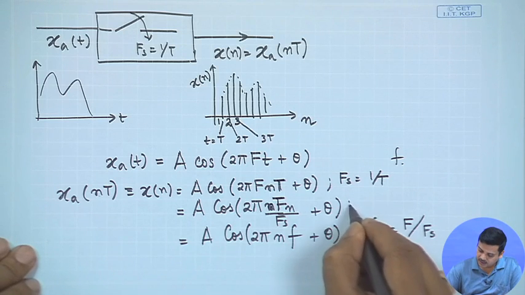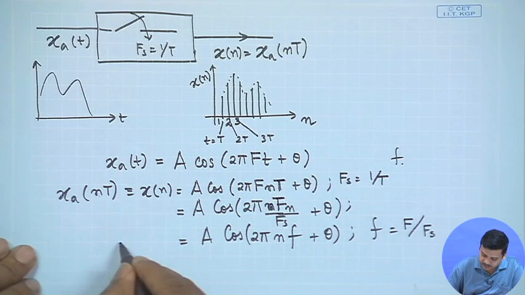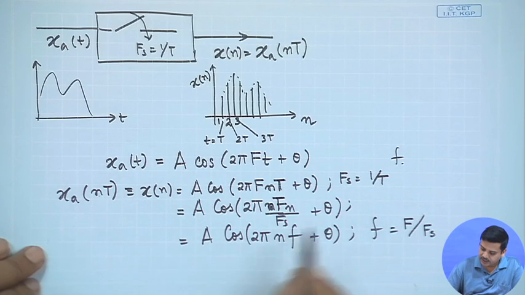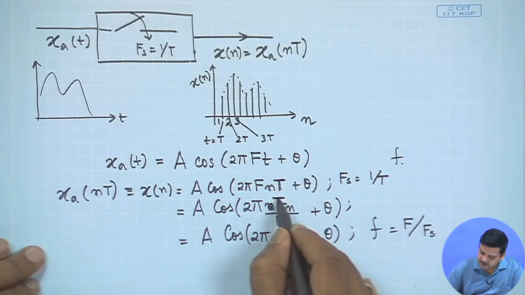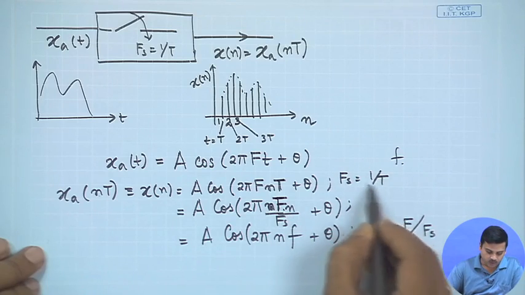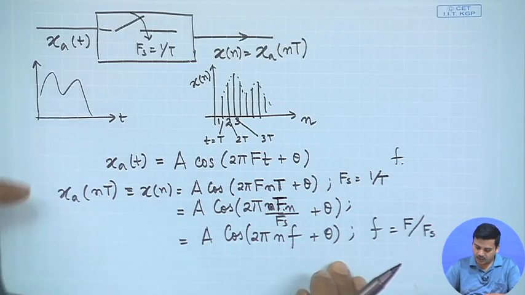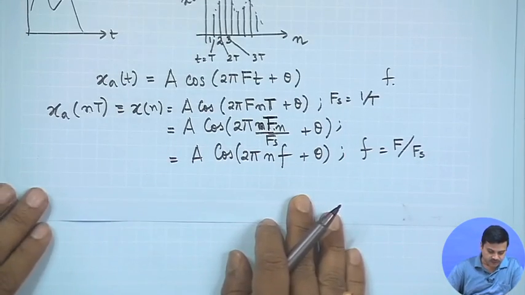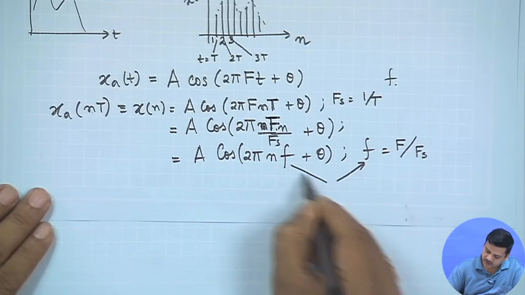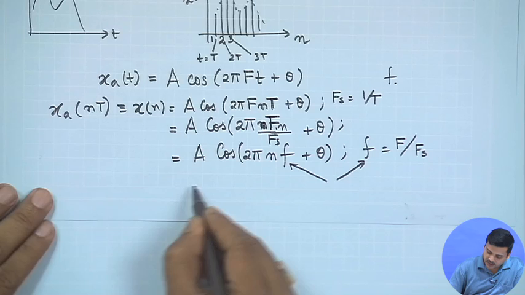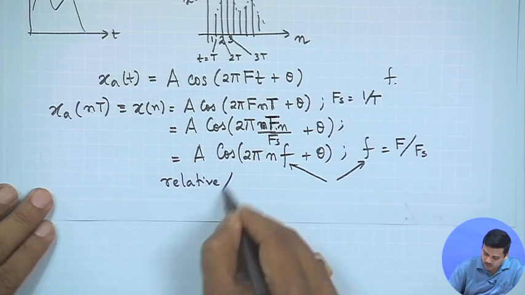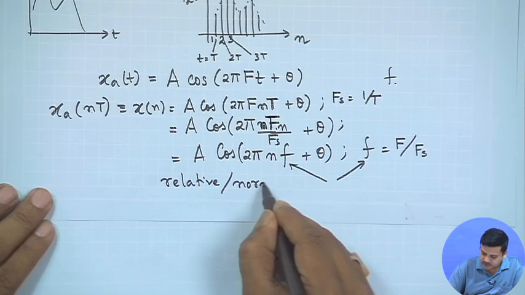Now, this is the important relationship that we have between x a of t and x n, related through f s and f and 1 upon n t. So, f that we have over here, this f that is used in these two expressions, is known as the relative or the normalized frequency.